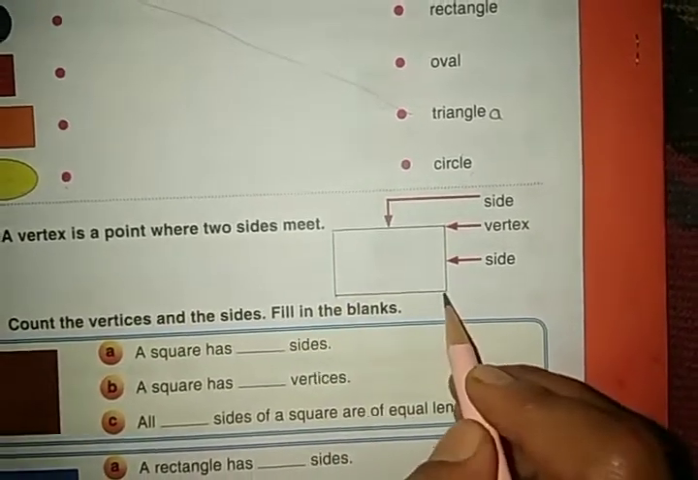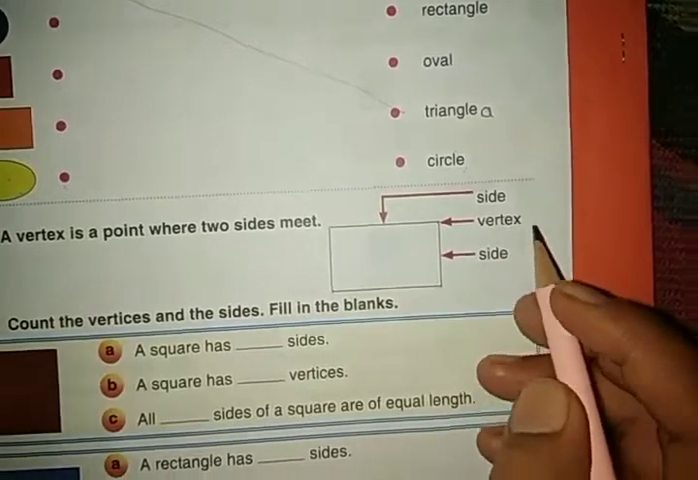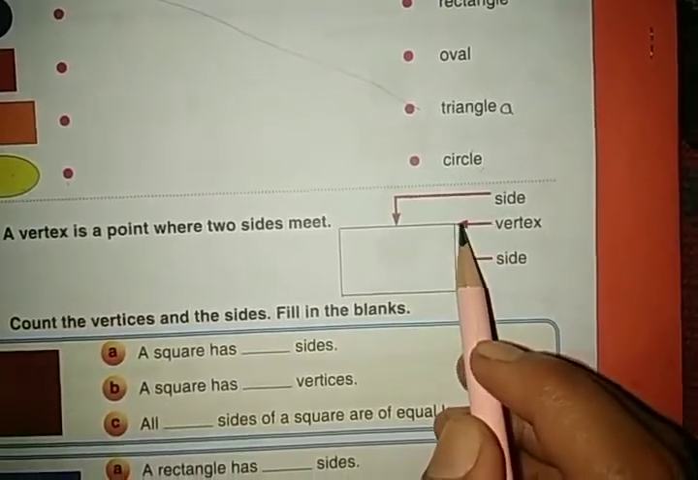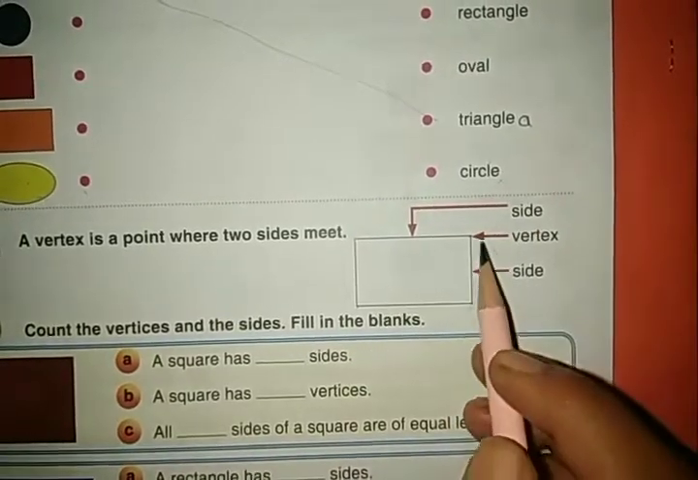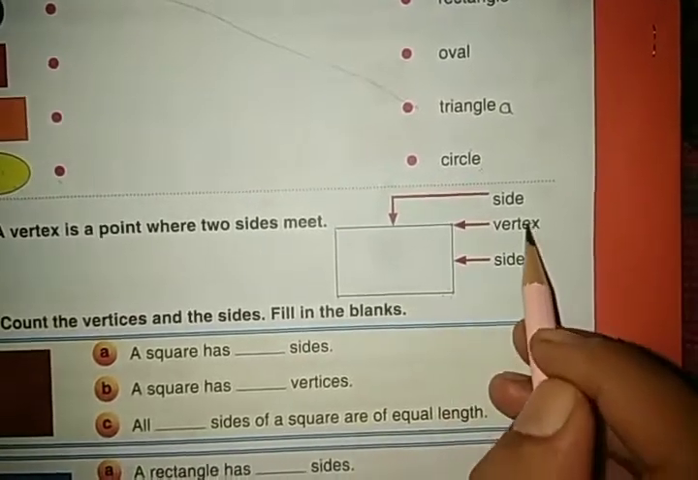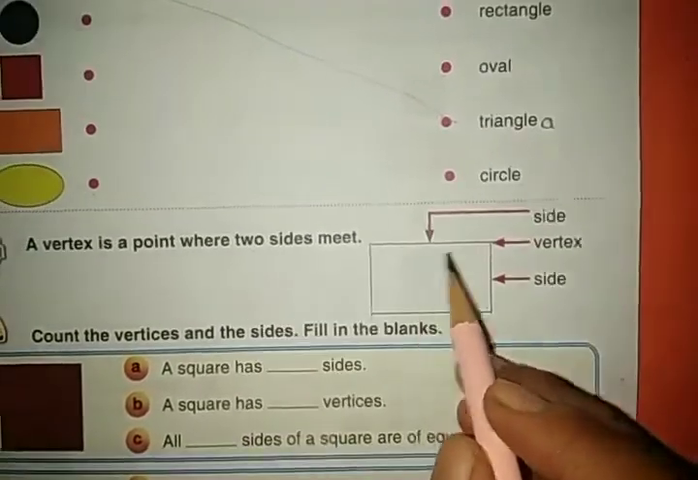These points are called as vertices. Okay, if one is present, then vertex. More than two or more than two are present, then vertices. Okay, in singular it is vertex and in plural form vertices.